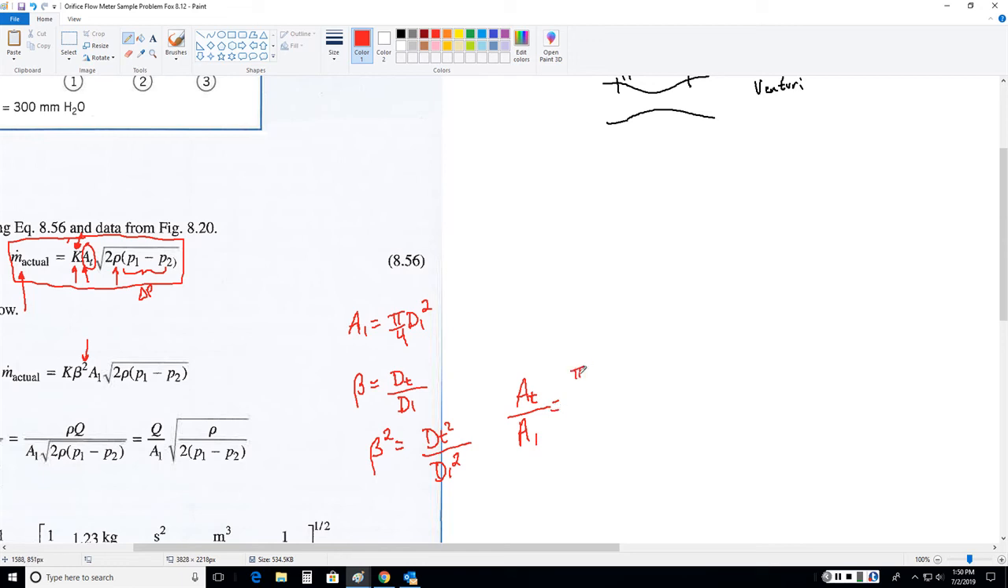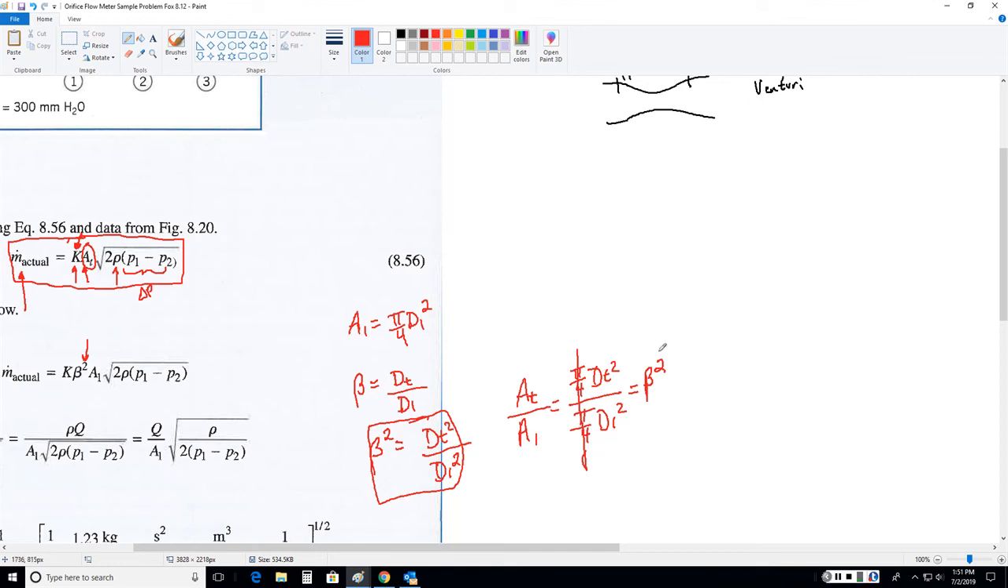At is pi over 4 dt squared, and A1 is pi over 4 d1 squared. So pi over 4 and pi over 4 is basically a 1. And we end up with dt squared over d1 squared. This is basically beta squared. Look at that. So basically beta squared takes the place of At divided by A1.